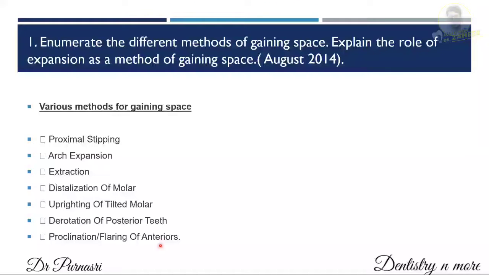So we have various methods of gaining space. It can be proximal stripping, arch expansion, extraction, distalization of molar, uprighting of tilted molar, derotation of posterior teeth. So when we derotate posterior teeth, we gain space, and when we derotate anterior teeth, we need space. So this is one thing that you have to remember. Then there is proclination or flaring of anterior. These are the different methods.